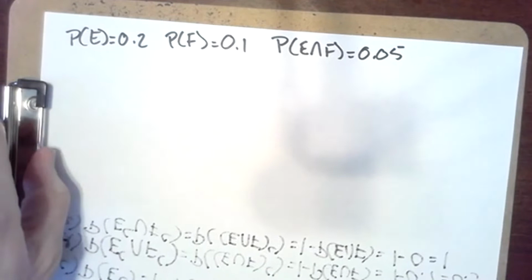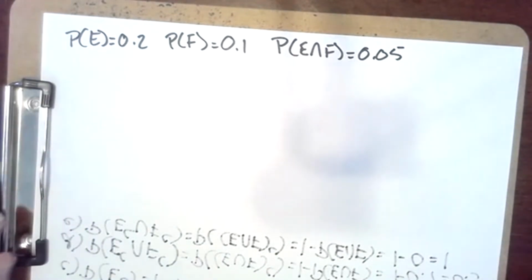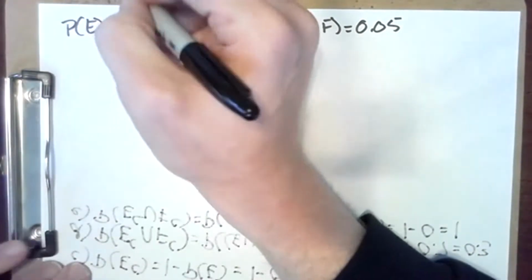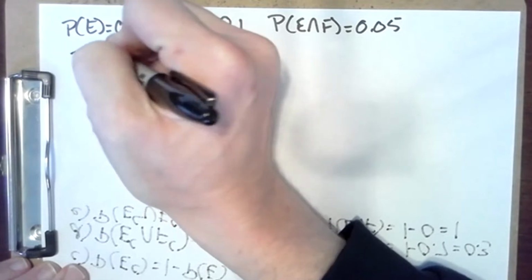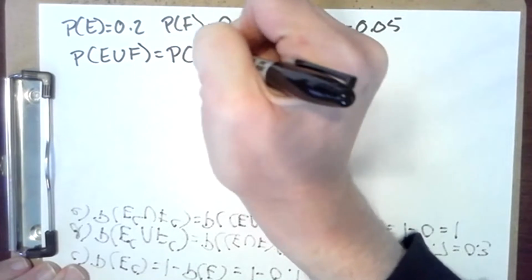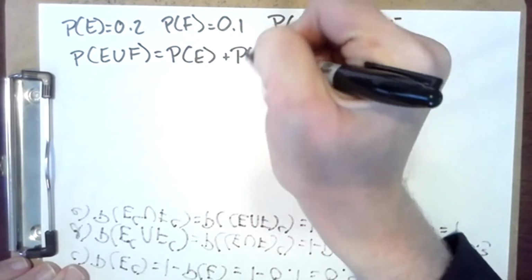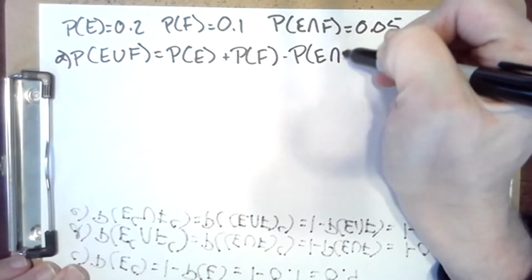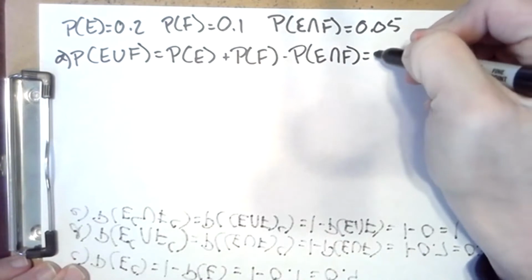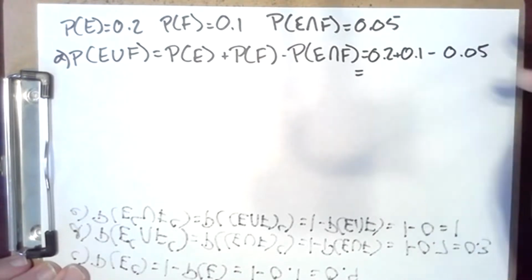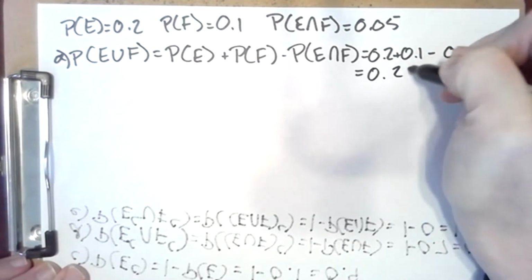Okay, so to find the probability of E or F, we'll use our addition rule, which is the probability of E plus the probability of F, this is part A, minus the probability of E and F, which gives us 0.2 plus 0.1 minus 0.05, which is 0.25.